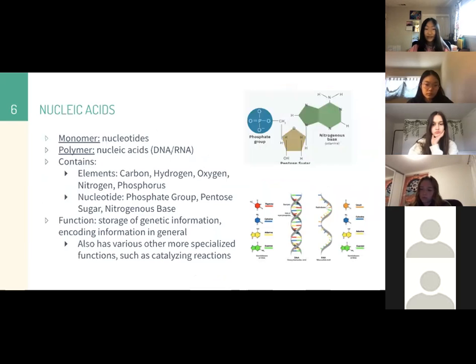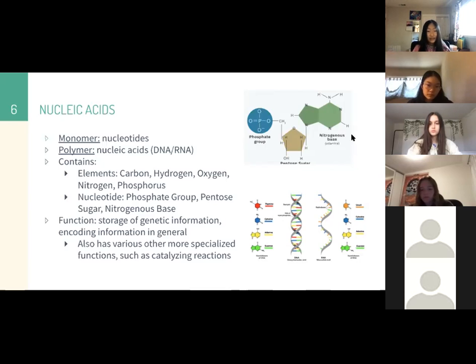Okay, the final macromolecule is nucleic acids. The monomer is the nucleotide, and from the diagram you can see that a nucleotide is made up of a phosphate group, a pentose sugar, and a nitrogenous base. Nucleic acids contain the elements carbon, hydrogen, oxygen, nitrogen, and phosphorus. So it would be CHON.